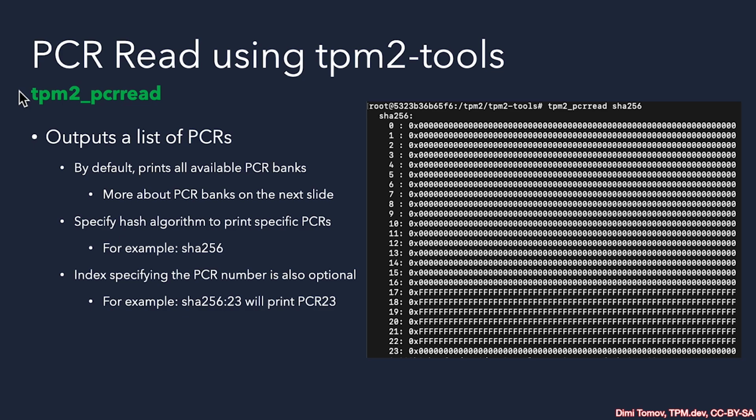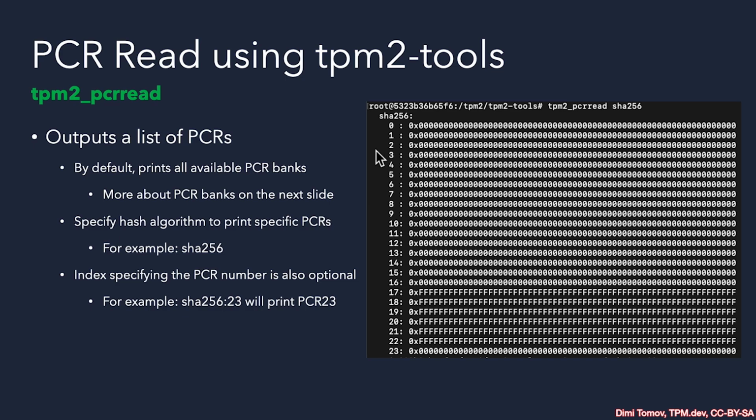The TPM2 PCR read tool implements the read operation. Without arguments, the tool will output all available PCR banks. This means SHA-1, SHA-256. Therefore, I recommend when using the tool to specify at least the algorithm for which we are interested. In this case, I've given an example with SHA-256, and here we can see 24 PCR registers.